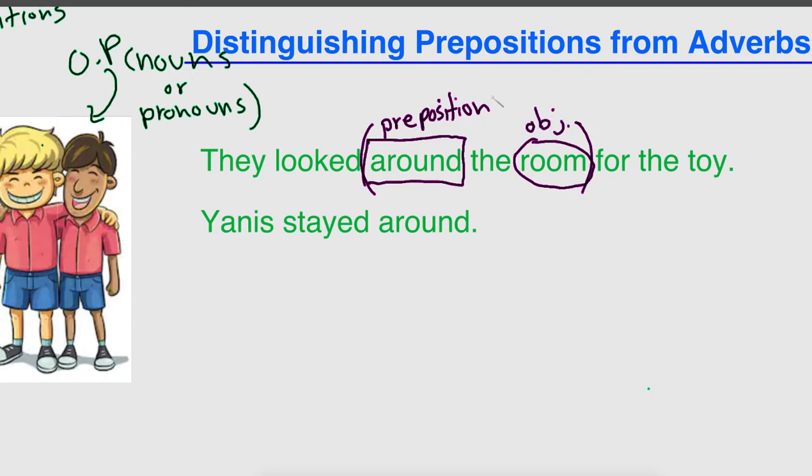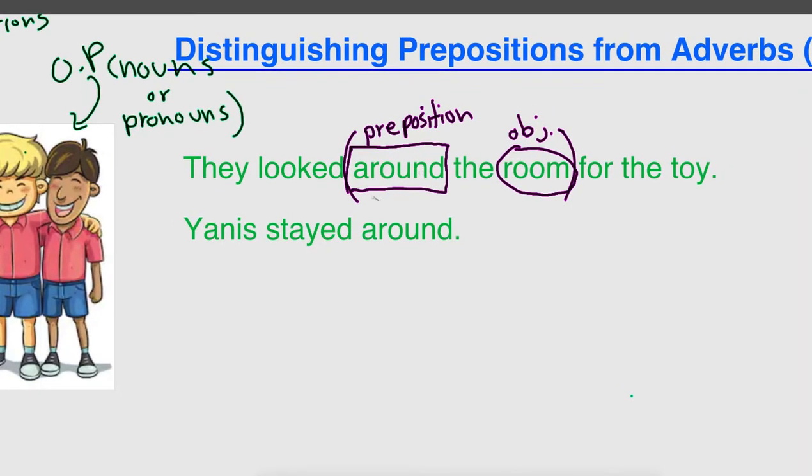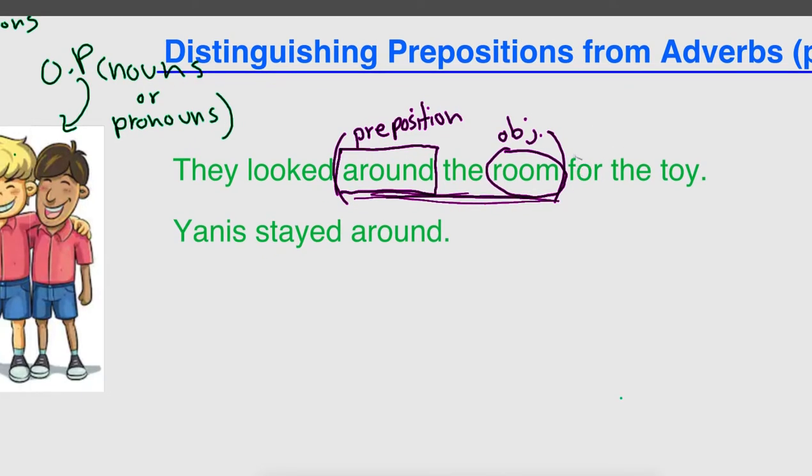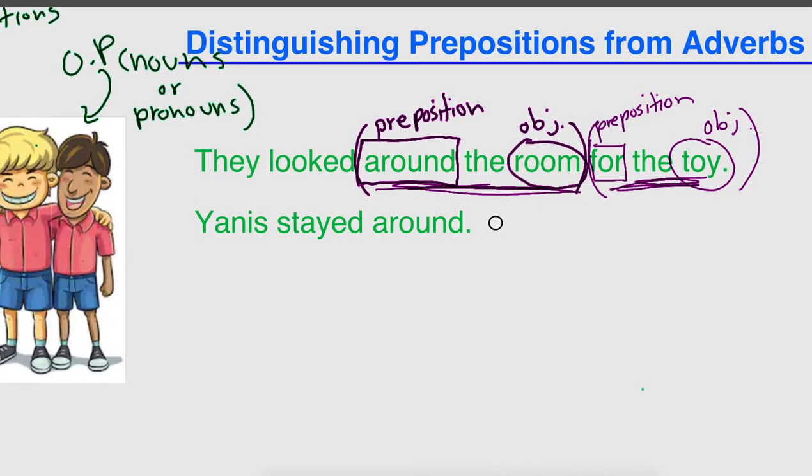One thing I missed in our last lesson, I should have told you guys, is that you can have more than one prepositional phrase in a sentence, okay? So here's another one. For is also a preposition, right? And what's the object of the preposition? What's the first noun afterwards? The toy, yeah. So this is another prepositional phrase. A sentence can have two or more prepositional phrases, not just one. Sorry, I should have mentioned that in the last lesson.